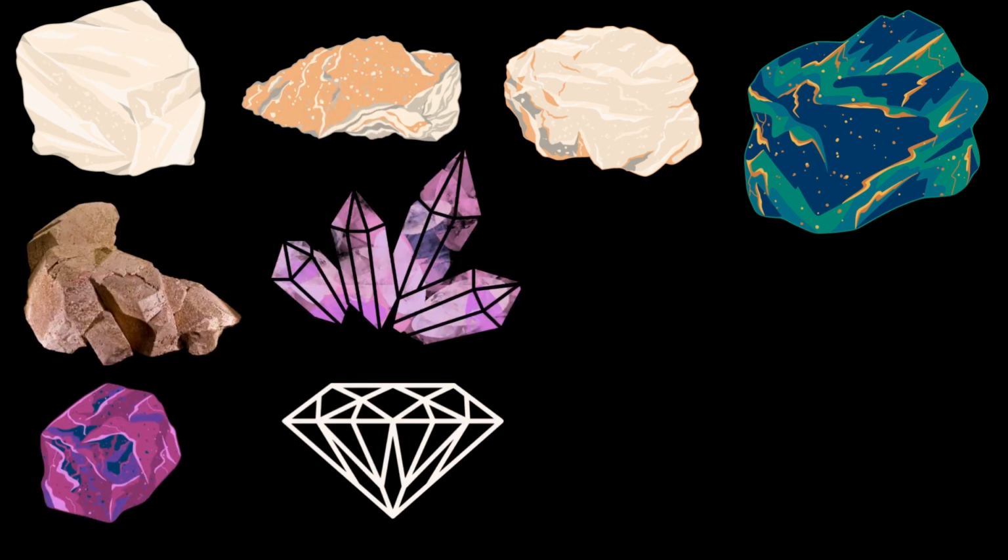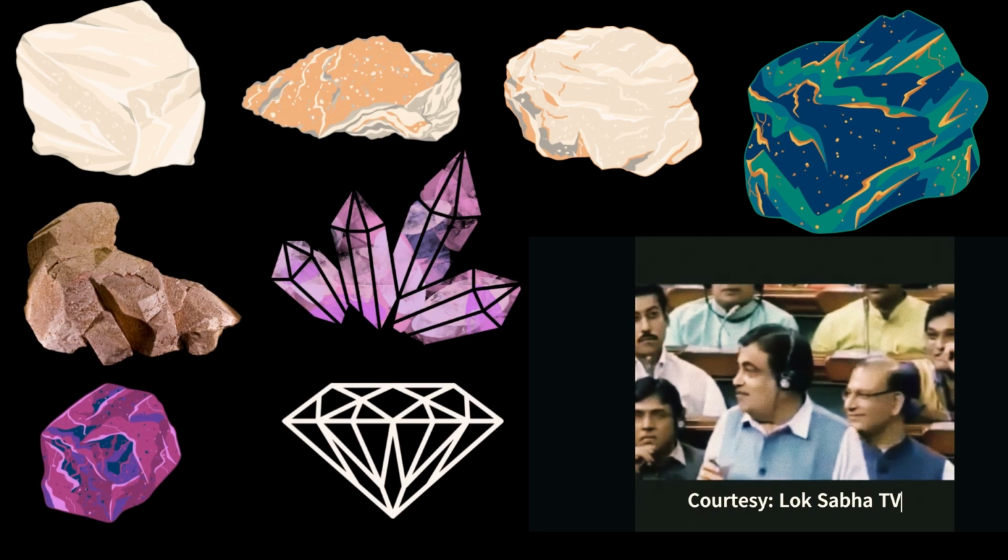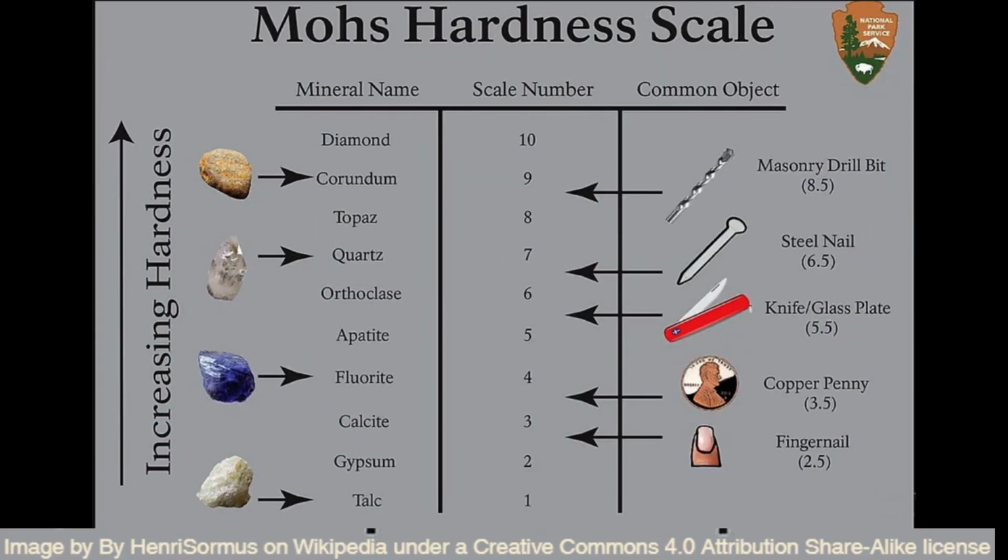Some common minerals and their relative hardness on Mohs scale is given for you to compare. Talc, gypsum, calcite, apatite, orthoclase, quartz, corundum. Take a screenshot for future reference.